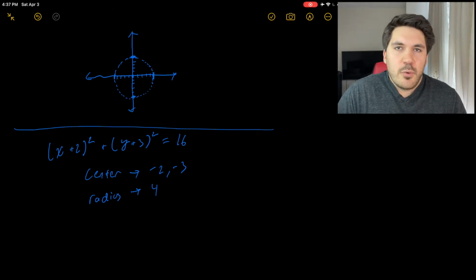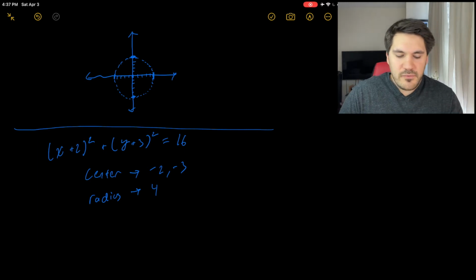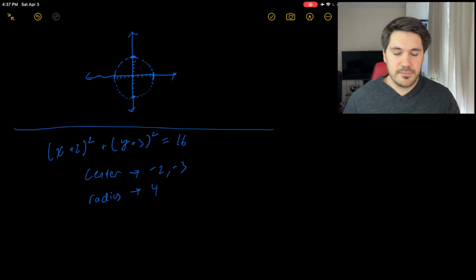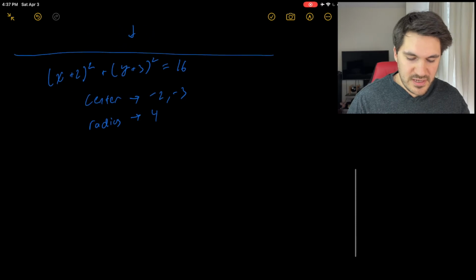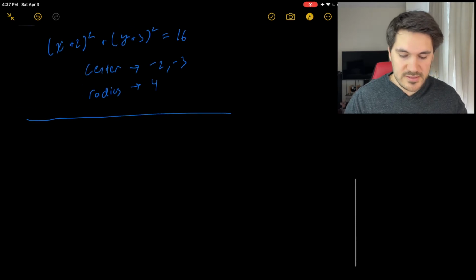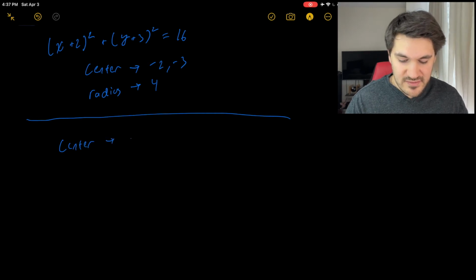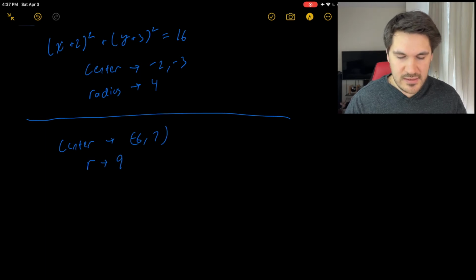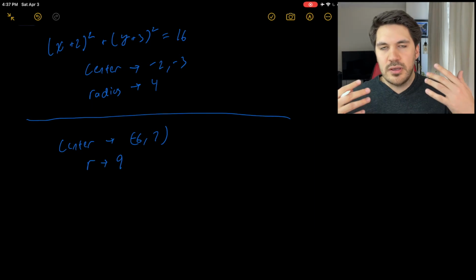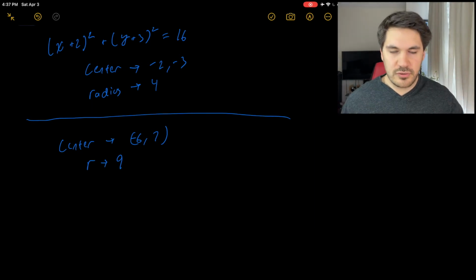And if you're asked questions about this, they might give it in different forms. They might tell you what the center is. So for example, instead of giving the equation and asking for the center, maybe they'll tell you that the center is at, let's say, negative 6 comma 7, and that the radius is 9, and they'll ask you to give the equation of the circle.